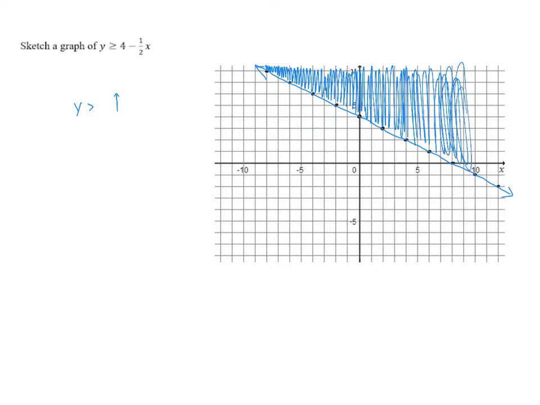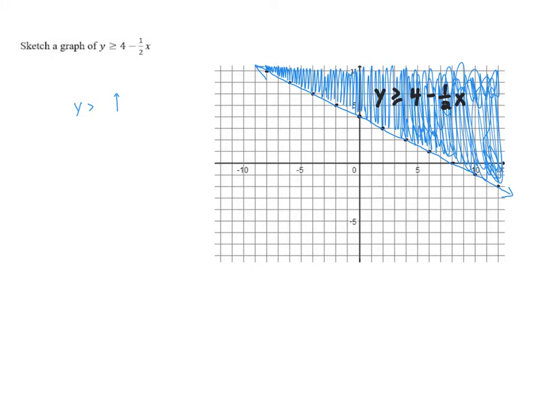If we had all the time in the world, we'd take a lot of time and shade it in very, very beautifully, but we don't. So this is about as good as we're going to get on the iPad. And so this portion up above represents the part of the plane where the y-coordinate is greater than or equal to 4 minus 1/2 x. And so this ends up being our solution.